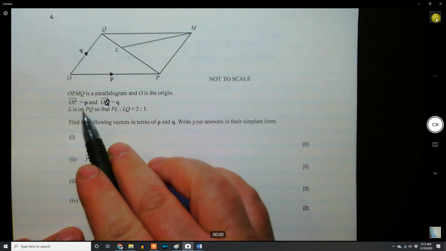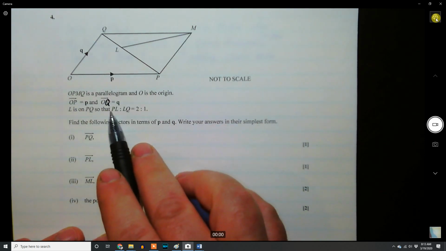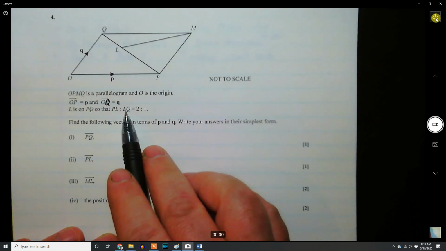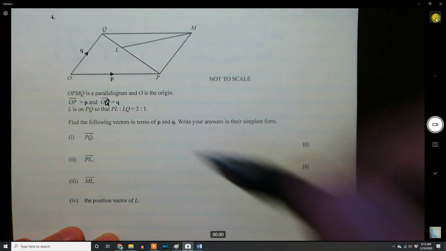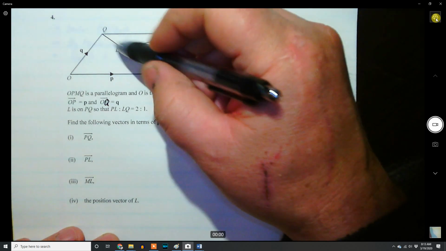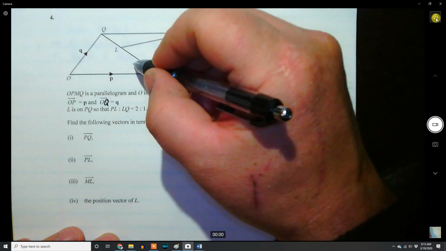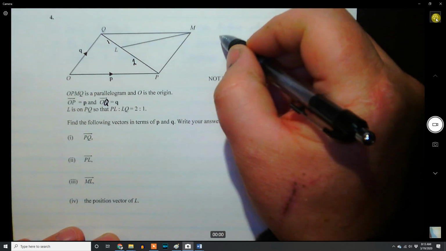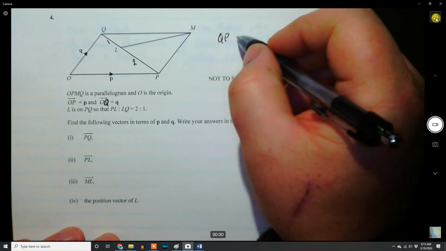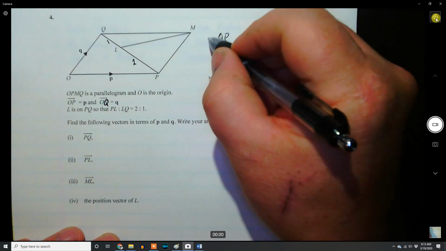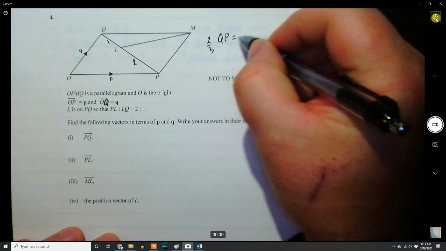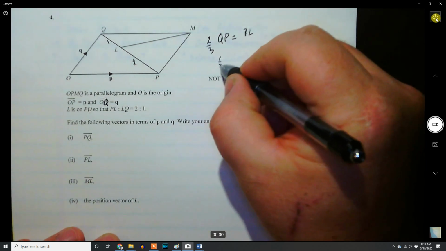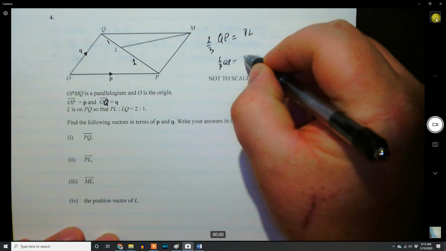Now it says L is on PQ such that PL to LQ is 2 to 1. So from PL to LQ is such that the ratio is from 2 to 1. So that means that Q to P, if you multiply that times 2/3, that's going to be P to L. And if you multiply Q to P by 1/3, that's going to be Q to L.